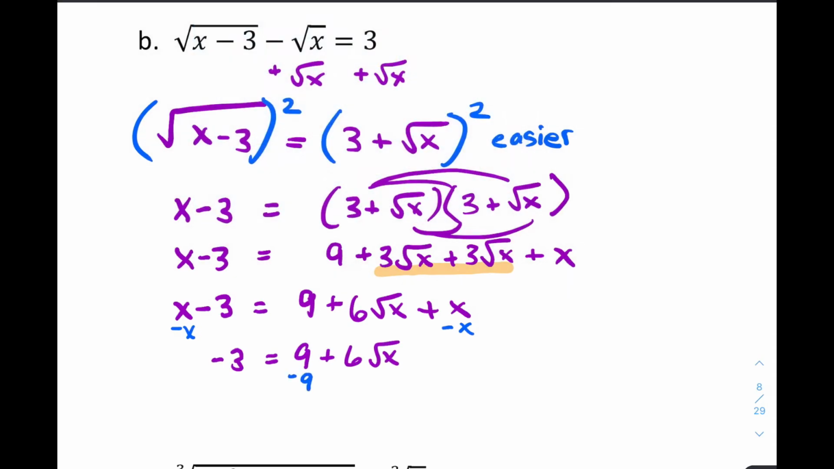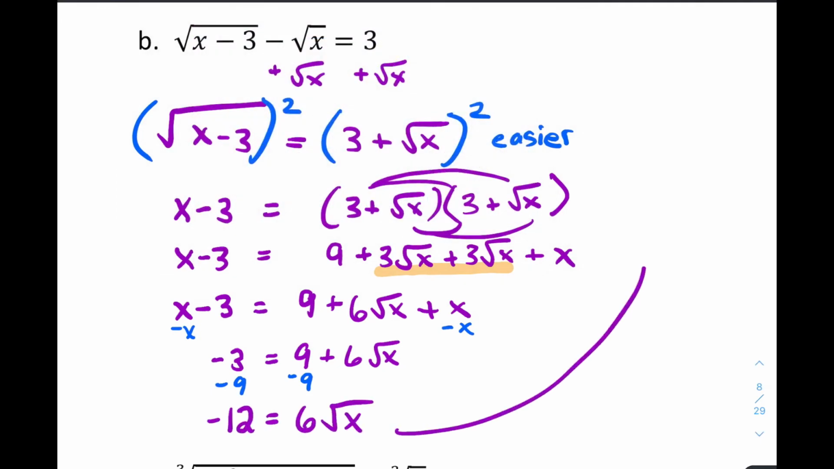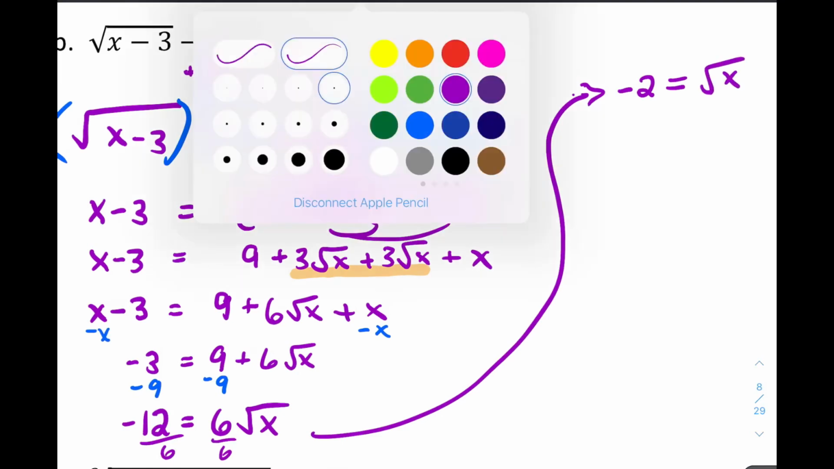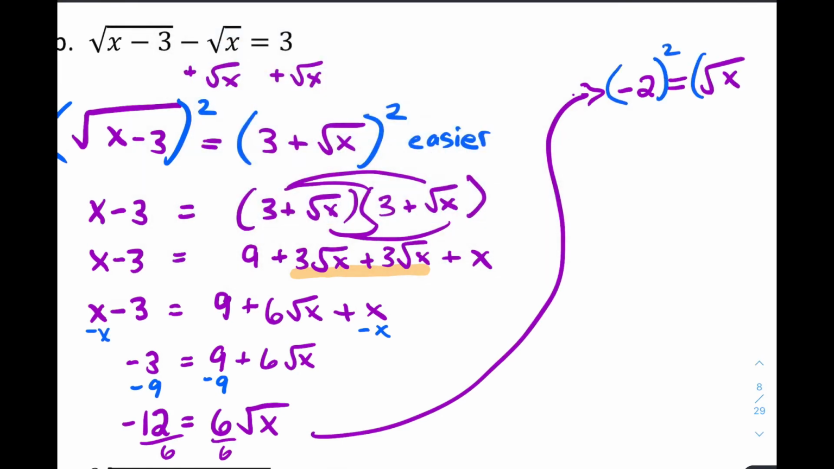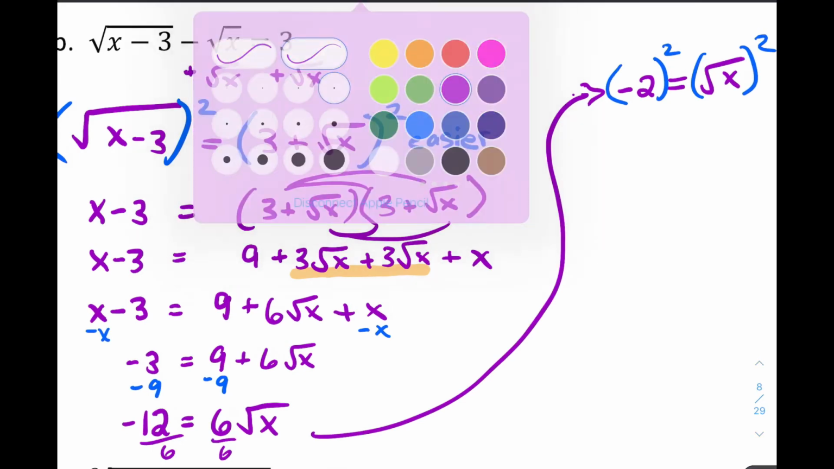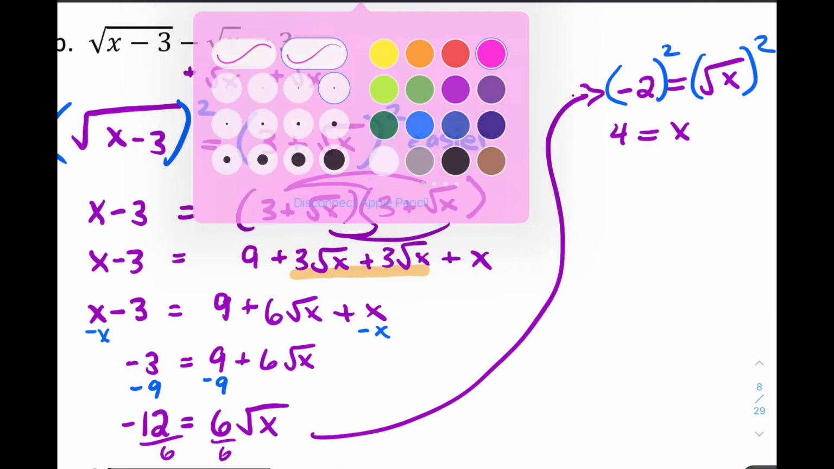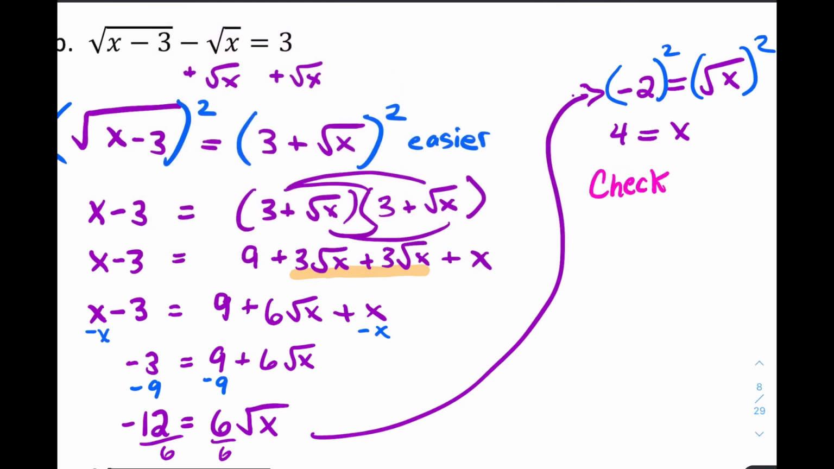And then getting our radical by itself again is a good idea. Let's make this negative 12 equals 6 square root x. I could square both sides now, but that would give you 36x equals 144. It's easiest just to divide both sides by 6, and then square it now that your radical is by itself. You'll end up with x equals 4, and yes, we do need to check it by plugging it back in.